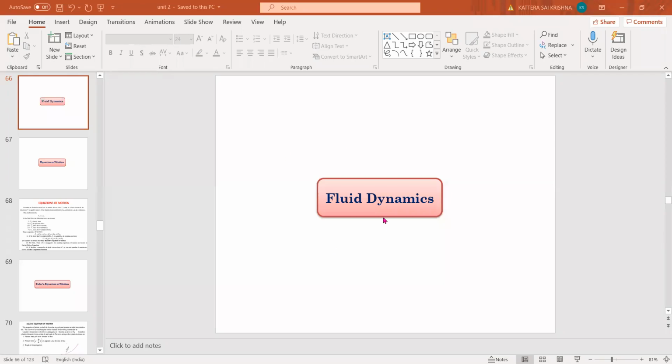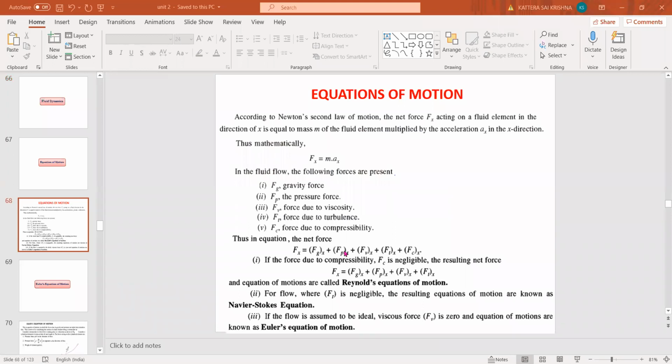Good afternoon, students. In the last class, we started our fluid dynamics topic, the second part of the second unit. First we saw the definition of fluid dynamics. Then we took the equations of motion, and finally we got Euler's equation of motion from this.